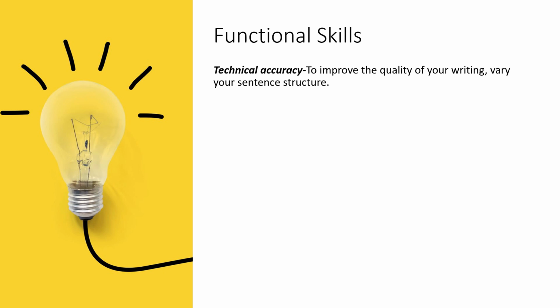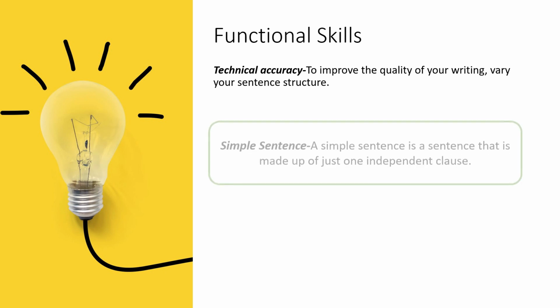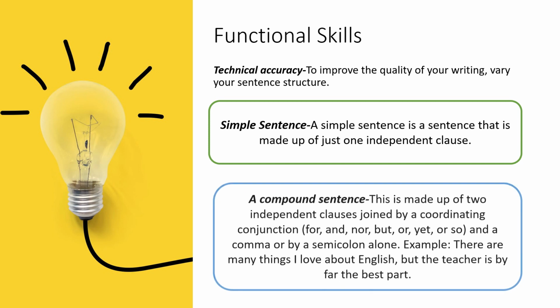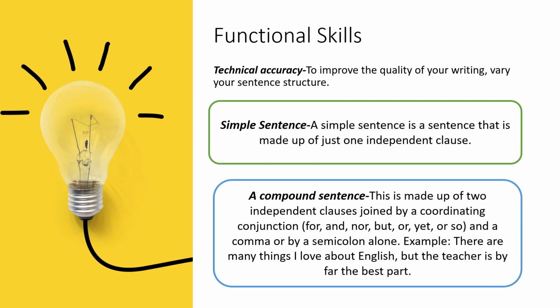Technical accuracy. To improve the quality of your writing, you need to vary the length of your sentences. So we can break these down into two main ones that you need to know. A simple sentence is a sentence that is made up of just one independent clause or one simple idea. A compound sentence is made up of two independent clauses joined by a coordinating conjunction, so a word like for, and, nor, but, or, yet, or so, and a comma, or by a semicolon alone.